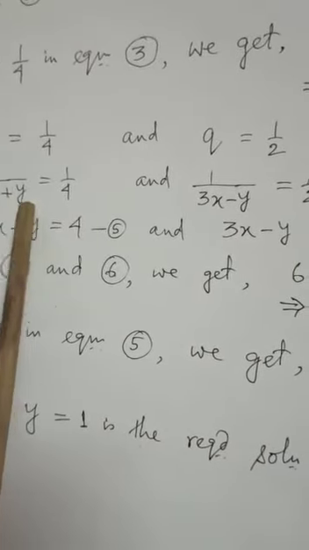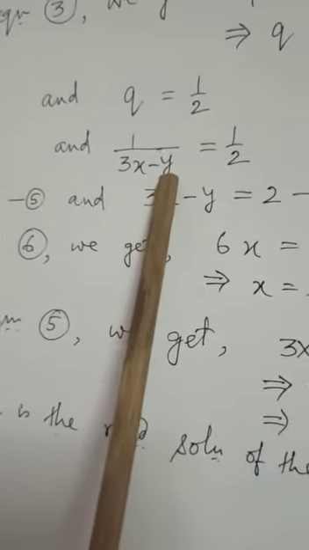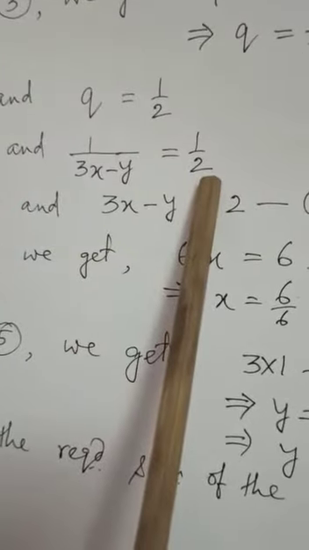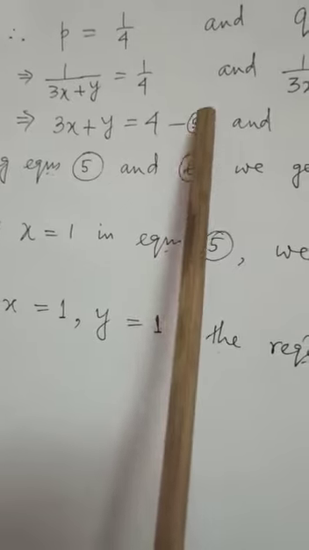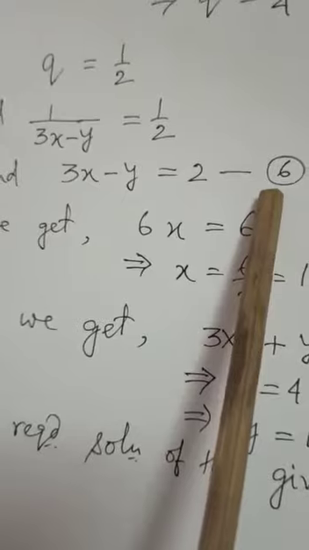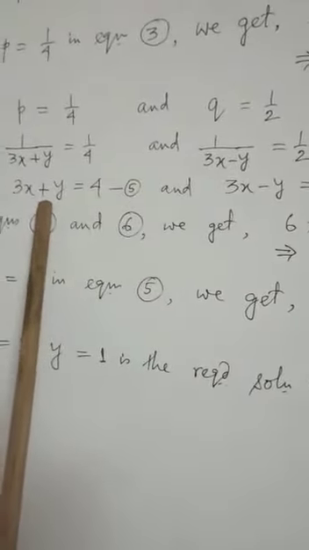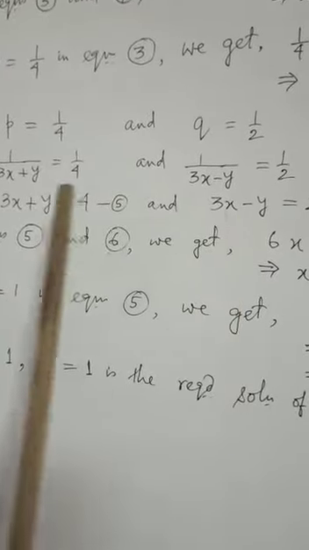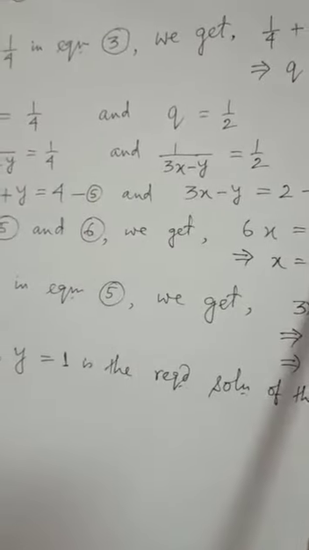Therefore 1 upon 3x plus y is equal to 1 by 4 and 1 upon 3x minus y is equal to 1 by 2. This implies 3x plus y is equal to 4. Suppose it to be equation 5, and 3x minus y is equal to 2. Suppose it to be equation 6. Now we have to solve these two equations again, and here we see y in both the equations has opposite signs, plus and minus. So to eliminate y, we have to add these two equations, equation 5 and 6.